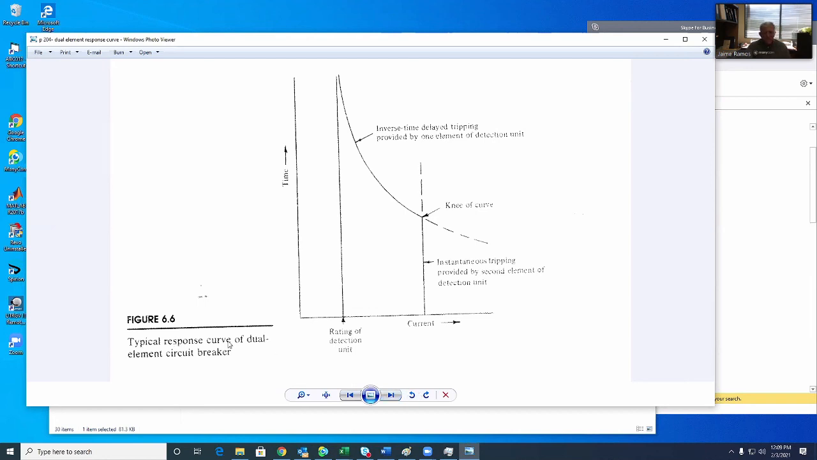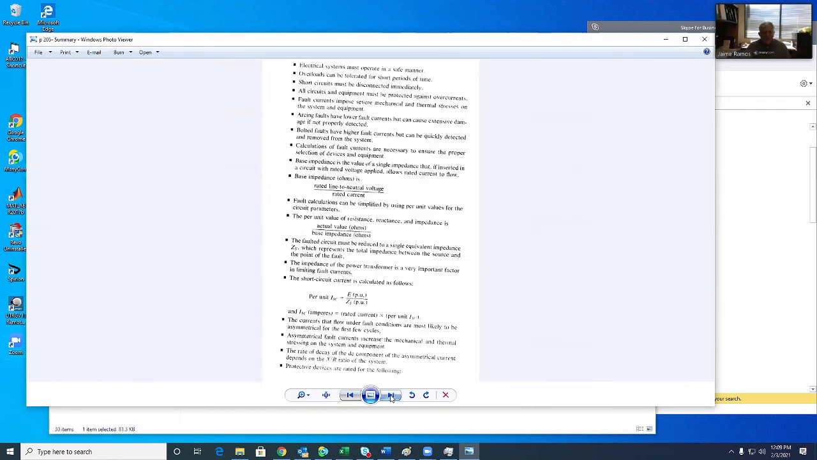Dual element circuit breaker. Okay, instantaneous tripping. Second element. Okay, so now, well, this we are going to look at the next class.